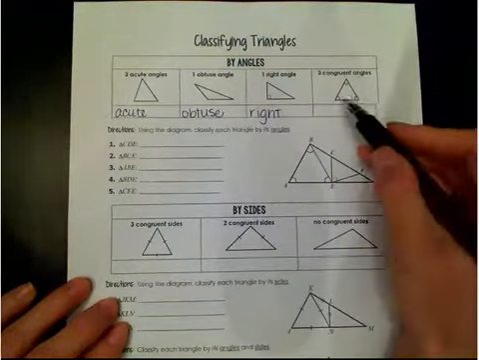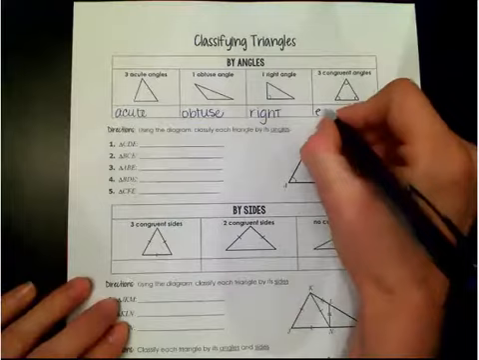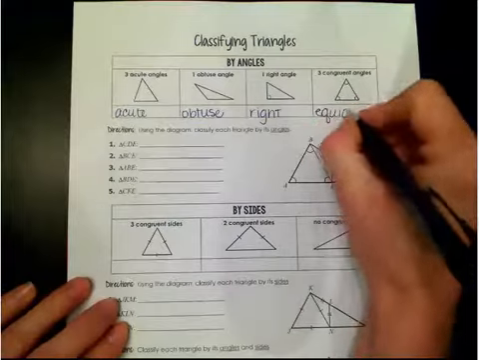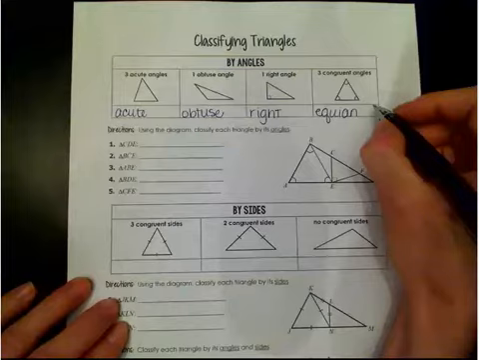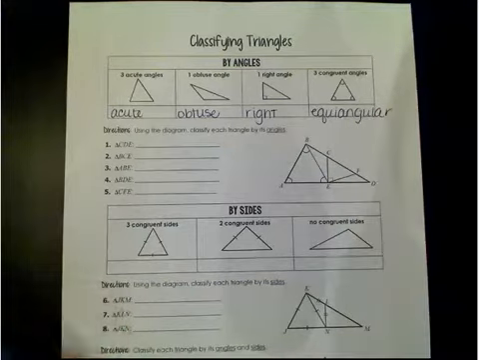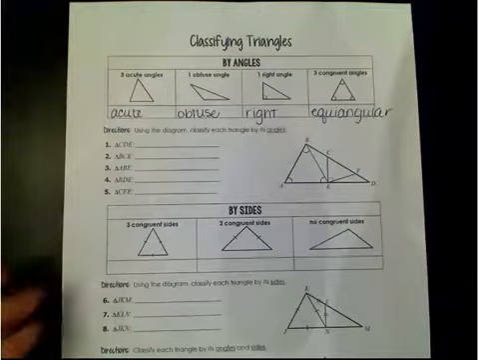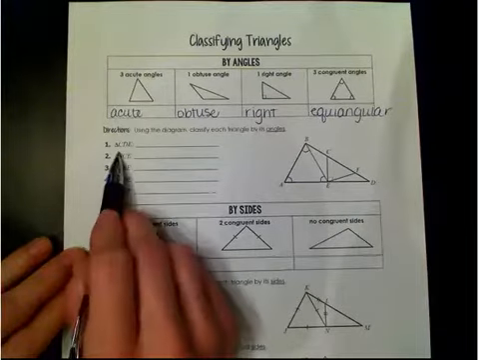And if your triangle has 3 congruent angles, it's called equiangular. Similar to equilateral, which we'll see in a minute, but equiangular. If we look at the diagram, we are going to find each of these triangles that we're being asked.